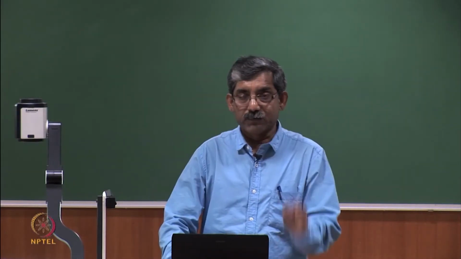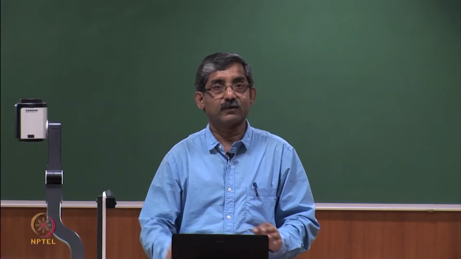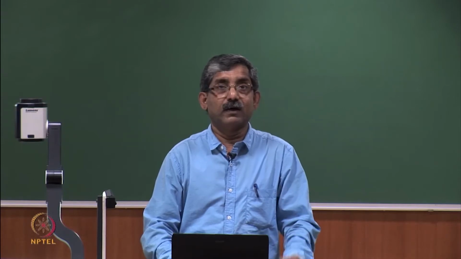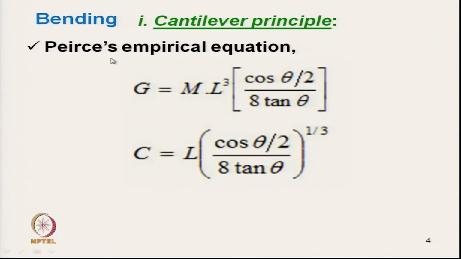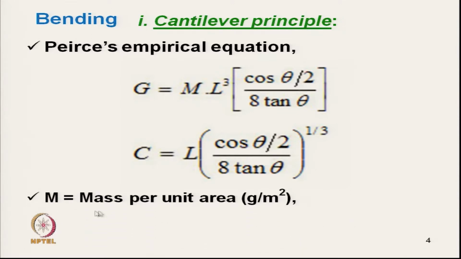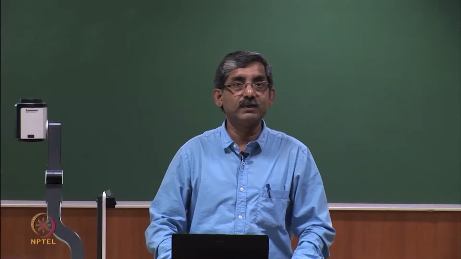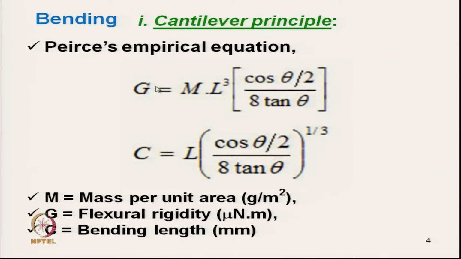So, if we know all these characteristics, this will actually reflect the bending characteristics of fabric. These formulas are the Peirce empirical equations, where M is the mass per unit area, G is the flexural rigidity in micronewton meter and C is the bending length in millimeter. From there we can calculate these two parameters, G and C, which show the fabric bending characteristics.